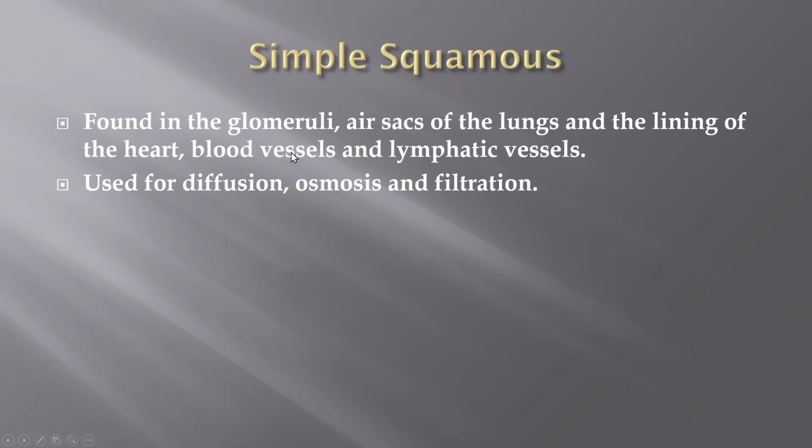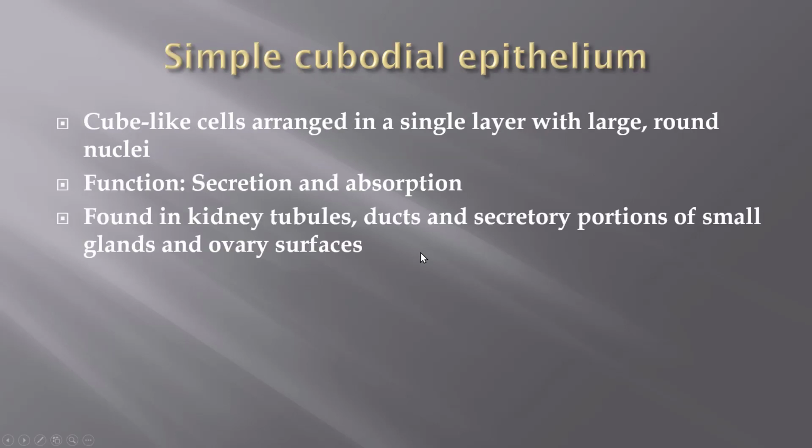You'll dissect the heart, and you'll get to see that. Your blood vessels have to be very thin. You're trying to move white blood cells out into the tissue. The same thing for the lymphatic tissues. So this is a tissue that's used for diffusion, for osmosis, for filtration, where you have to move things very quickly, and you don't want any obstruction.